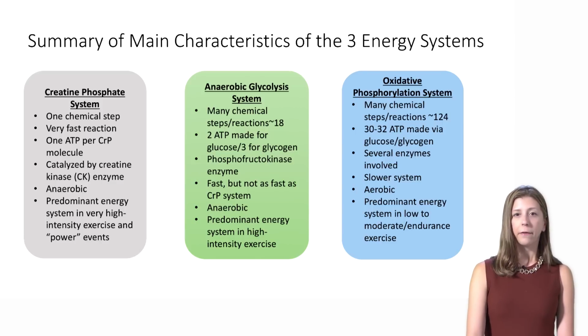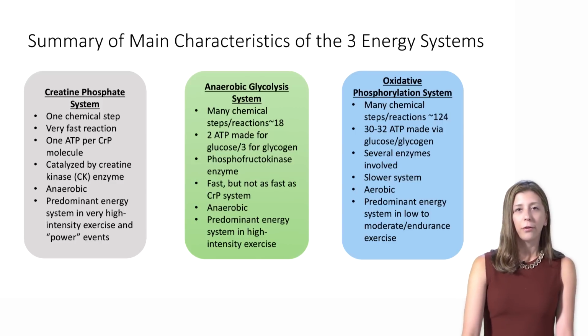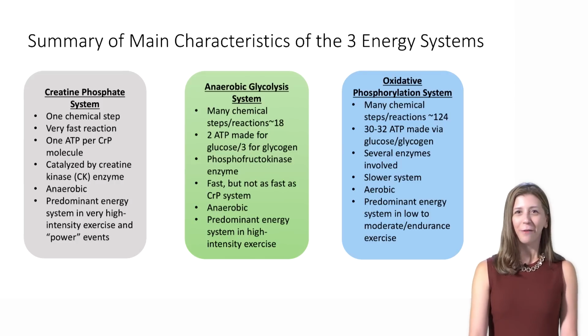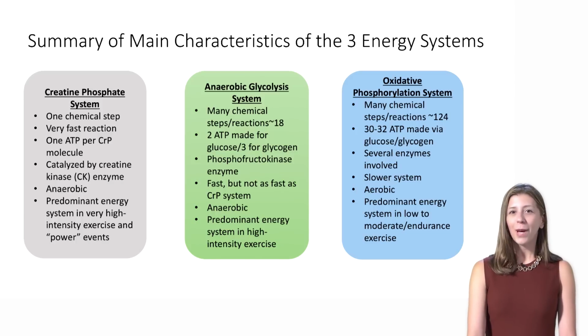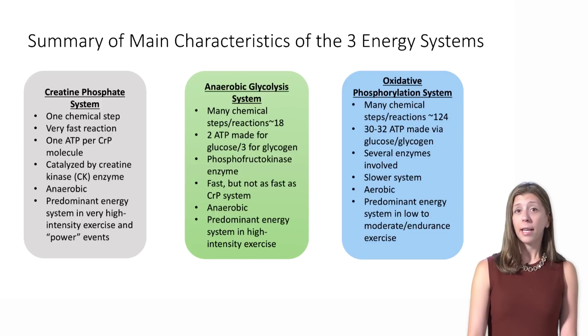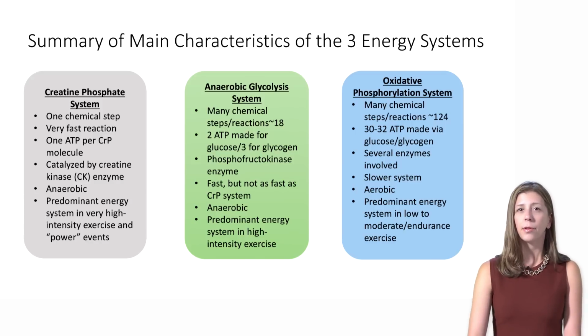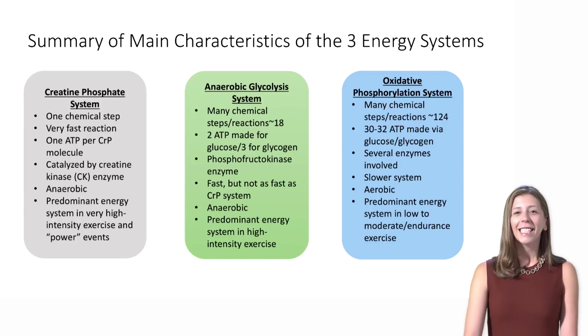And finally, oxidative phosphorylation. If you thought anaerobic glycolysis had many steps, oxidative phosphorylation has even more, about 124. So no wonder I'm not making you guys memorize these. There's just way too many. It makes 30 to 32 ATP. There's several enzymes involved. The list goes on and on, so I don't expect you to know the names of these individual enzymes. Just know that there are a lot. This is a slower system. It's aerobic, meaning that oxygen is present, and it's the predominant energy system in low to moderate or endurance exercise, like running a marathon.